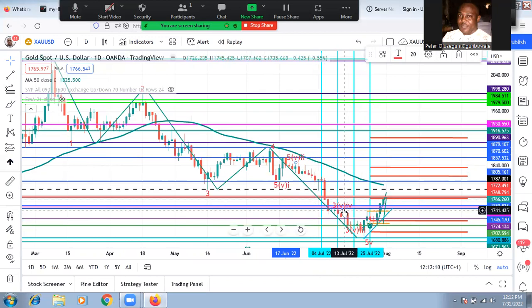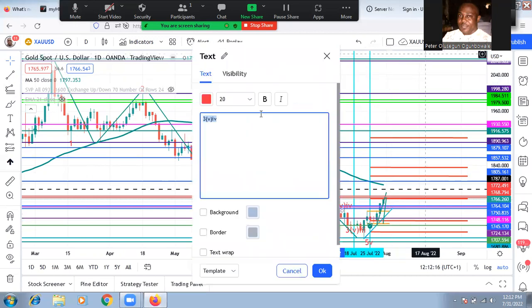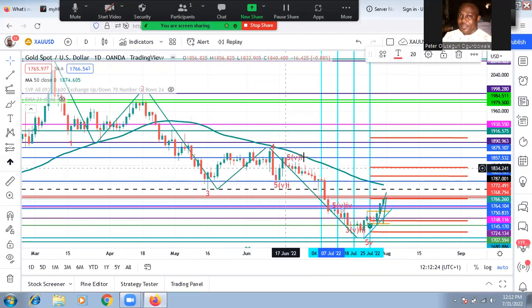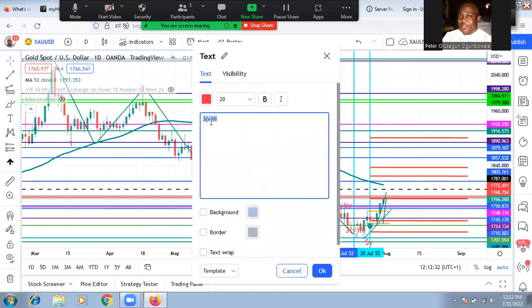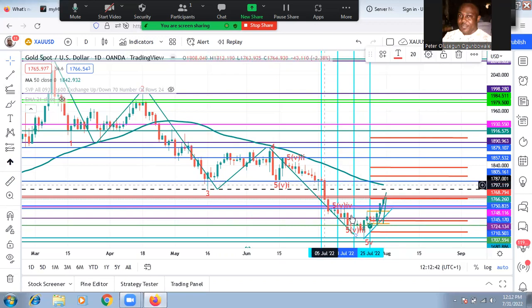So this now, that is a 5, the 5 swing. That 5 represents a swing there. So, which means with the way it is now, the whole of this swing is complete. That is what I'm saying.